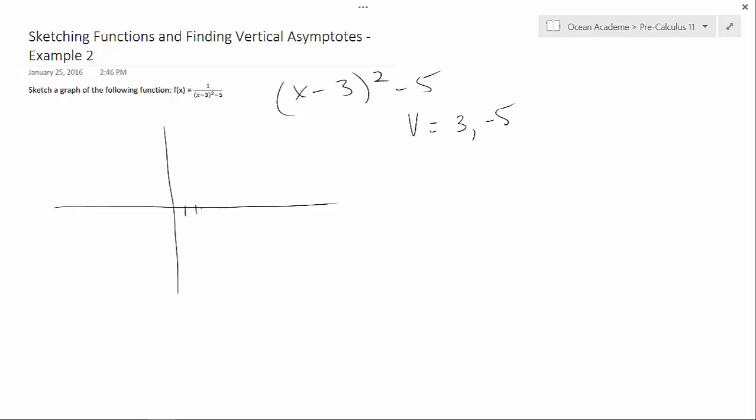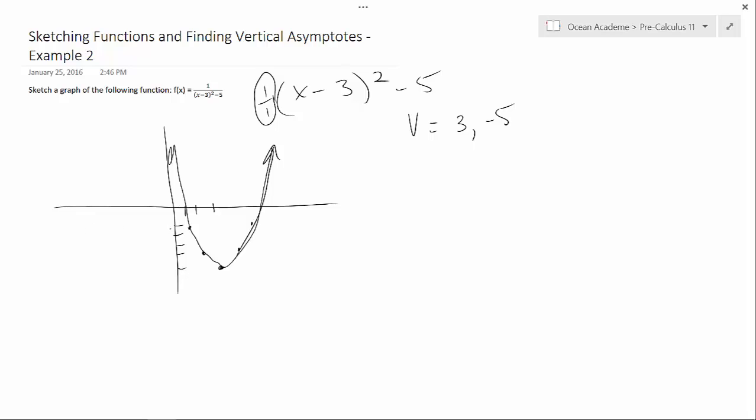So right about here. And it's standard. This is 1 over 1, rise over run. So roughly it would look like this. Okay, but it's 1 over this.